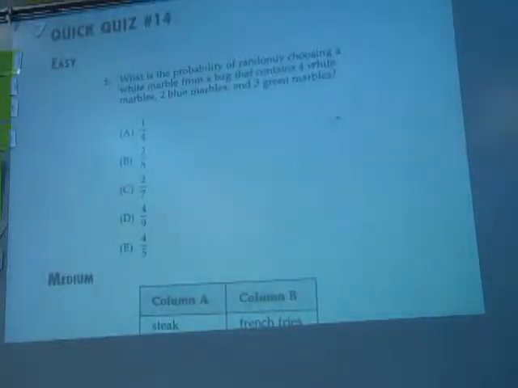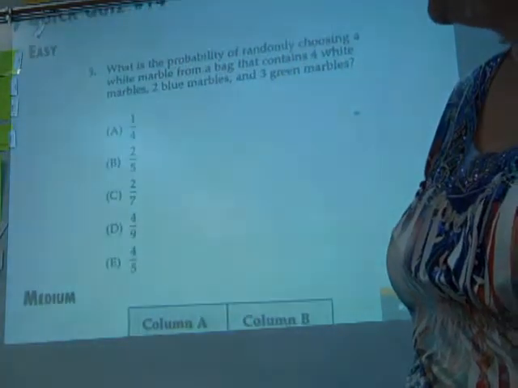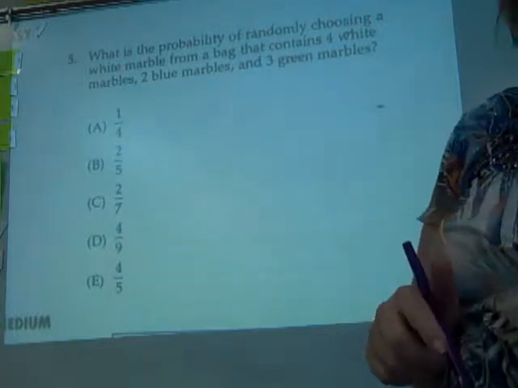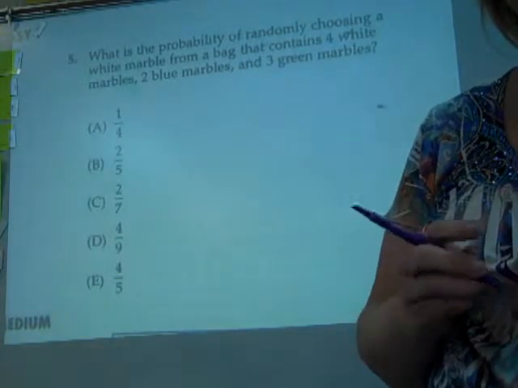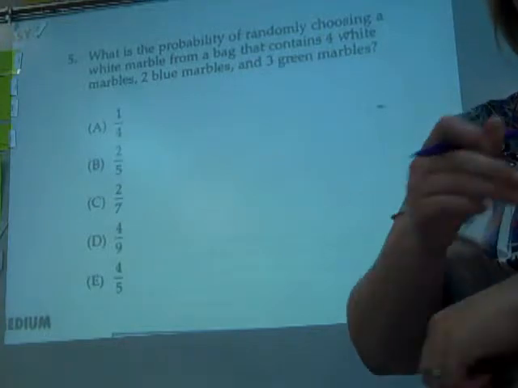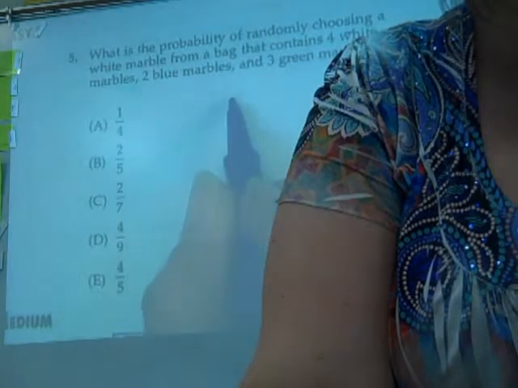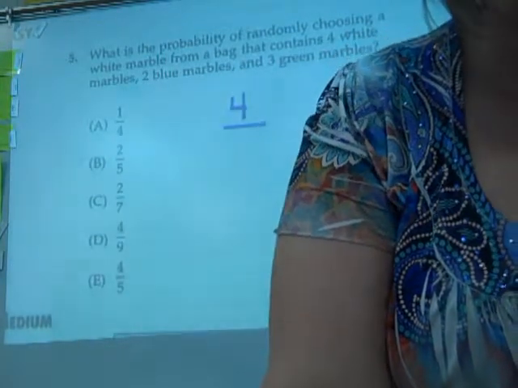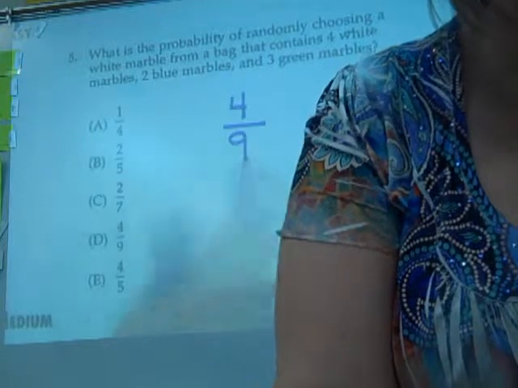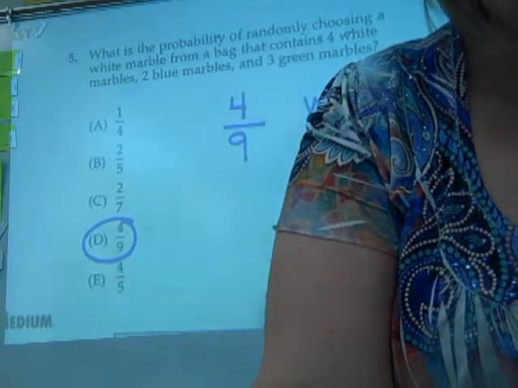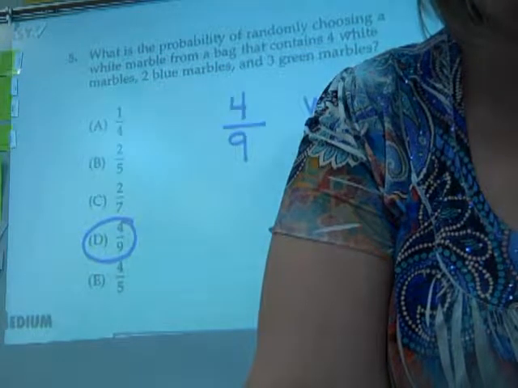Okay, so we're going to go ahead and go over these. Alright, so on the first one, what's the probability of randomly choosing a white marble from a bag that contains 4 white marbles, 2 blue marbles, and 3 green marbles? So the probability, there's 4 white out of a total of 9. So 4 out of 9. So it's the desired outcome over all the possible outcomes.